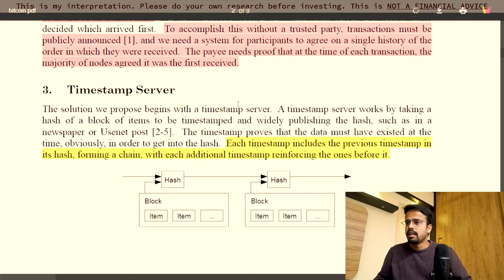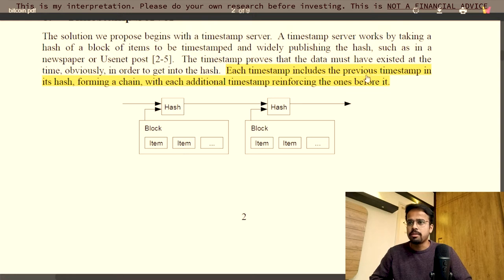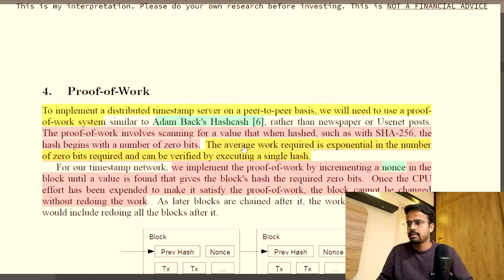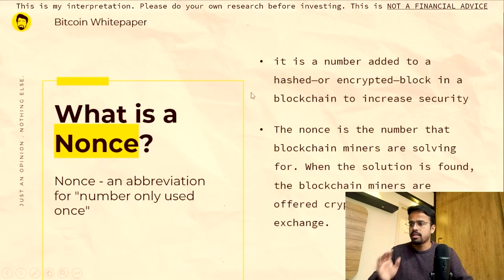Correct. Now, each timestamp includes the previous timestamp in its hash, forming a chain, with each additional timestamp reinforcing the ones before it. Cool. This is particularly easy. Now, a crucial point, point number four, proof of work. Before getting into proof of work, there is a concept which will come, called nonce. Let's cover that first. So what is a nonce?